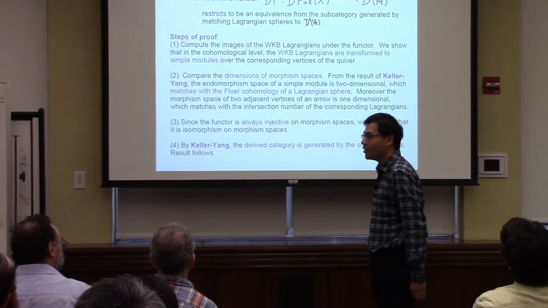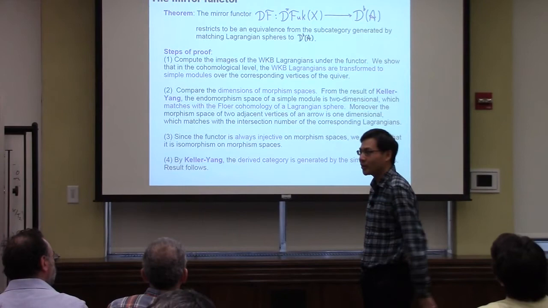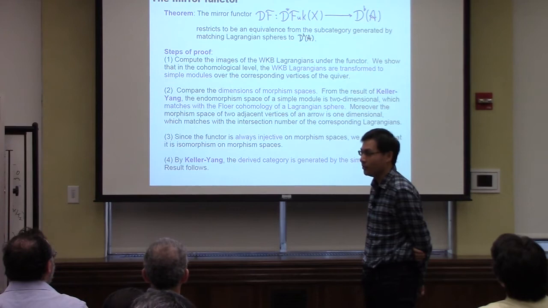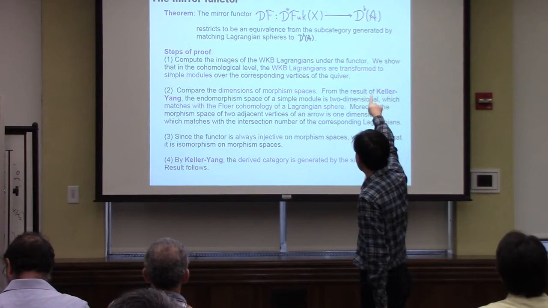At this point, I think Smith does not know whether this is the whole thing, and we are not claiming that it is the whole thing. But what we care about, from the point of view of stability conditions and so on, is just the subcategory generated by matching the geometric spheres. So it is enough to have this to pull back the stability condition on the algebra side to this.